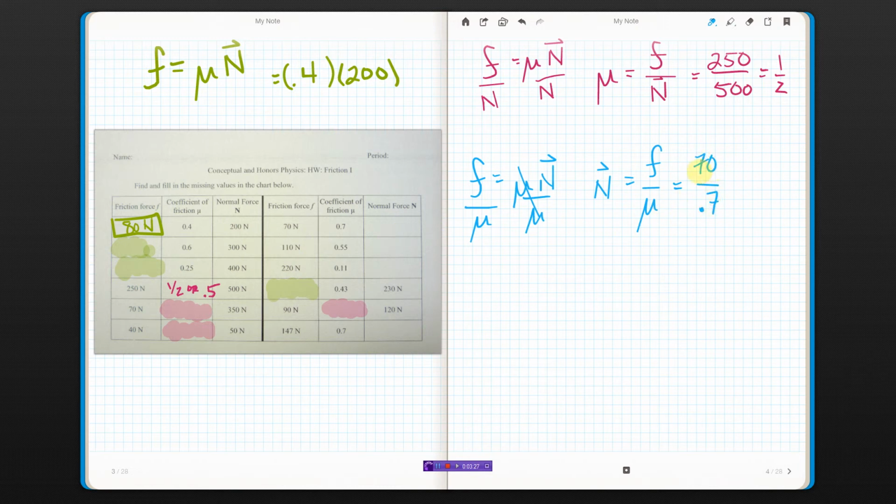Now be careful. I've had a lot of students that are like, oh, that's easy, I can do it in my head, and they'll put down like 10. 10 would be if it was 70 divided by 7. Okay, with the 0.7 there, you're dividing by something less than 1, so we should get an answer that's bigger than the numerator. We should get something bigger than 70. And in fact, we get 100. 100, and it's newtons because normal force is a force. Okay, so you're going to do that wherever it asks for the normal force. This one, and this one.